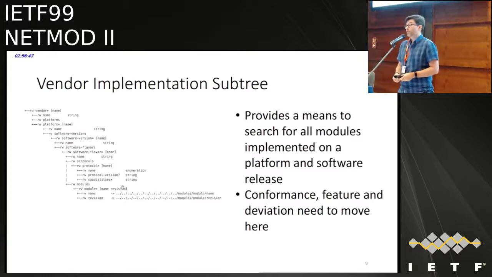Our second subtree is the vendor tree. As I mentioned, given a vendor, given a platform, given a software release, show me all the modules, and this is where we're going to move our conformance data. So you'll also be able to see what conformance level, is it import, is it implement, what features are there, and what deviations exist on a per module, per implementation basis.